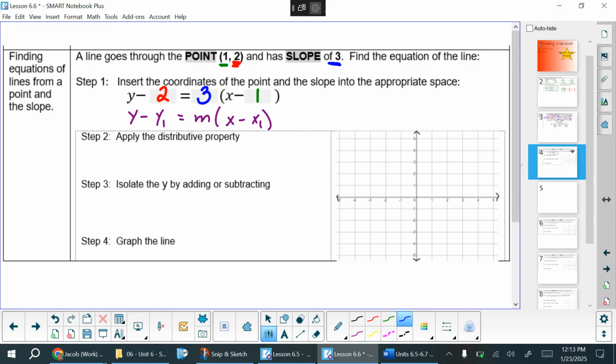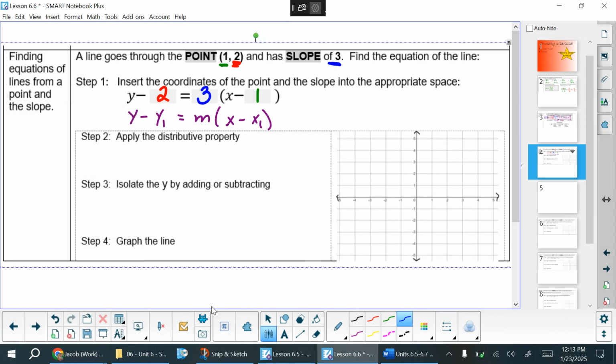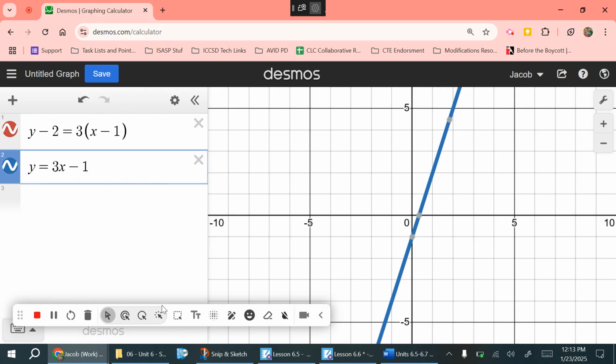And just to show you that that is the equation of a line, if I open up a tab for Desmos, there we go, and I type that in, y minus 2 equals 3 times x minus 1, you can see it graphs a line right there.